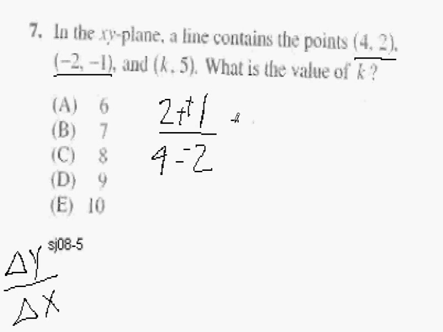4 minus negative again makes it plus. So what does that equal? 3 over 4 plus 2, 3 over 6, which is 1/2. So we know the slope of this line is 1/2.